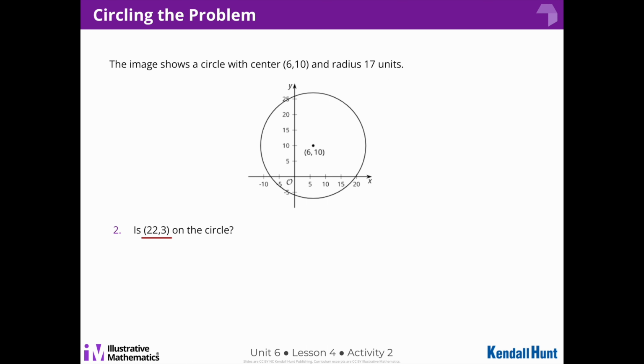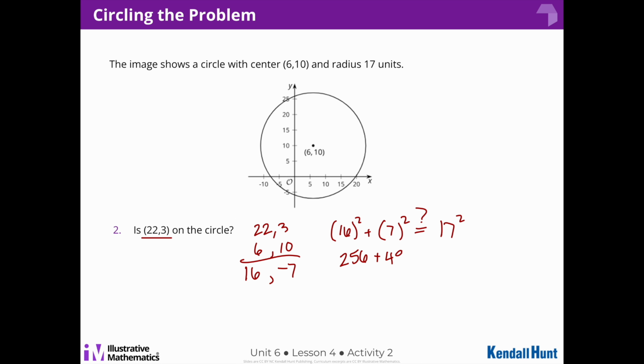All right, so let's do the subtraction here. We get our numbers, and (6, 10), and do this work. So 22 minus 6, that's 16. I misspoke there, I swapped my numbers. 3 minus 10 is going to give us negative 7. So we want to know, do 16 and negative 7 make a distance of 17? We can say 16 squared plus 7 squared, is that equal to 17 squared? So 16 squared gives us 256.